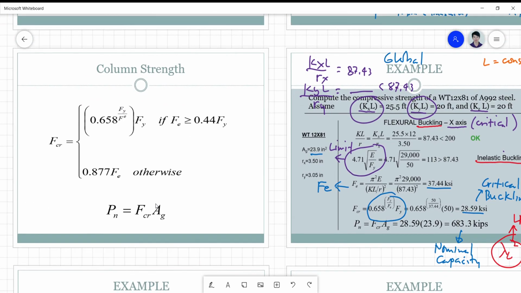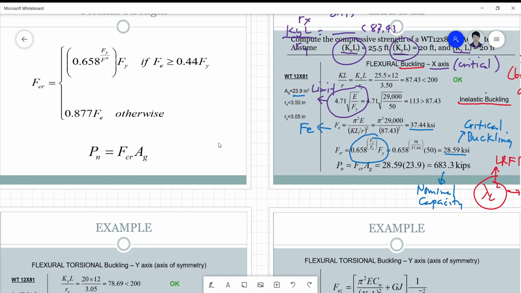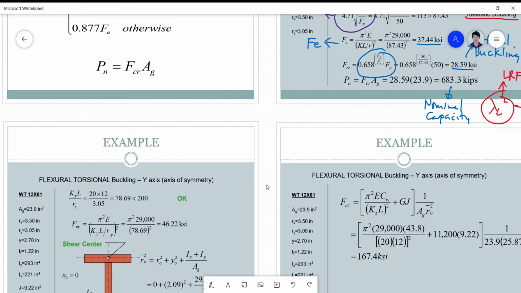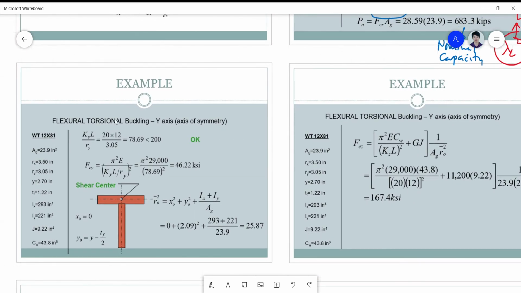Okay, so that's it. We're now ready to solve torsional problems, and maybe this example here is a very good example to introduce to you torsional problems. Thank you very much.